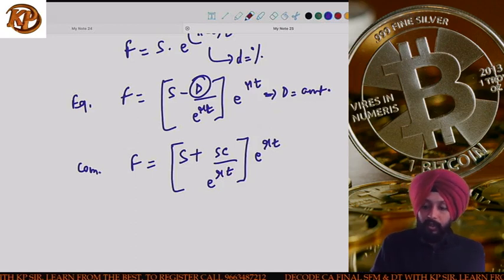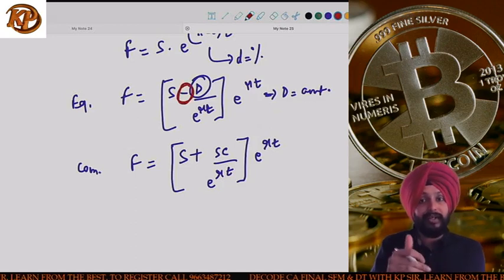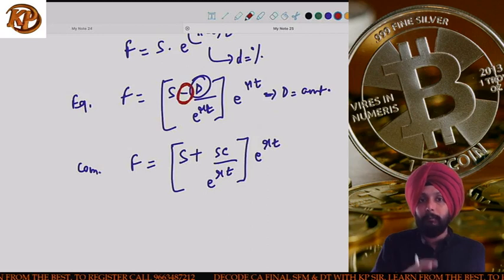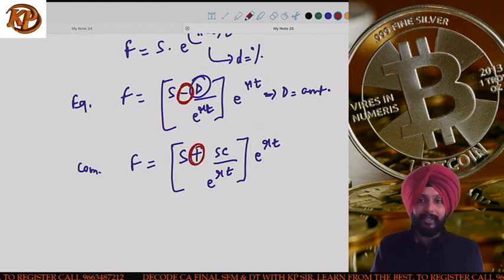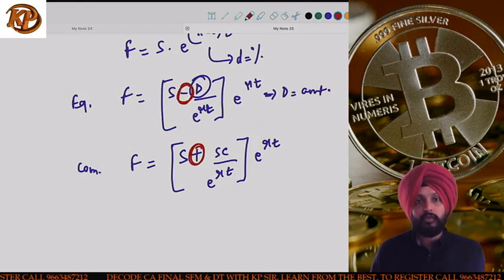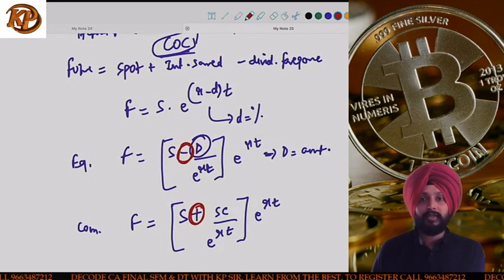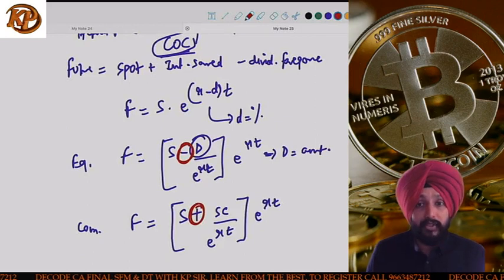Be very careful. In case of dividends you reduce it, because dividends are a loss of income in case of futures, but as far as storage cost is concerned you add it, because storage cost is a saving in case of commodity. So these are the different variants of the formula. Basically there are 4 formulas. The first one is spot price plus interest saved minus dividends foregone.